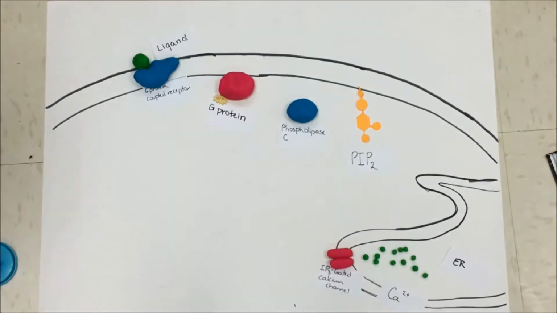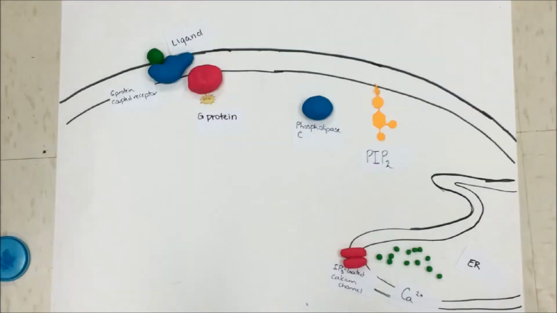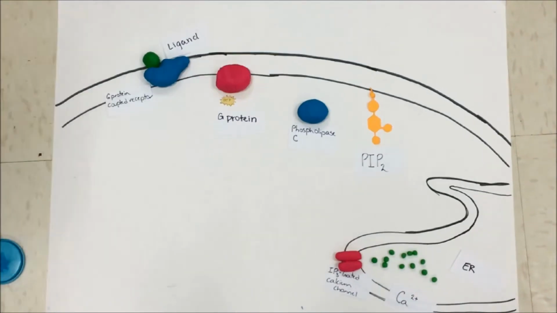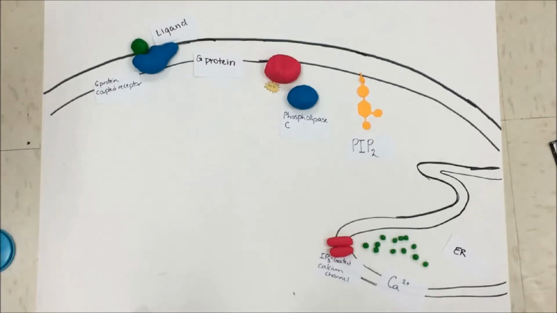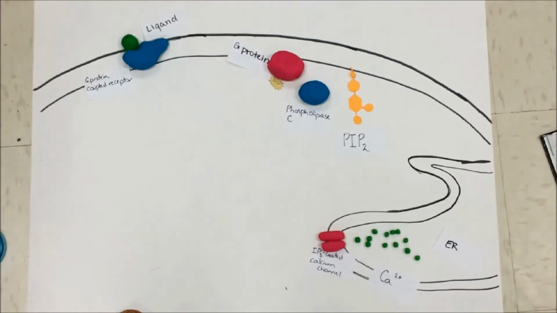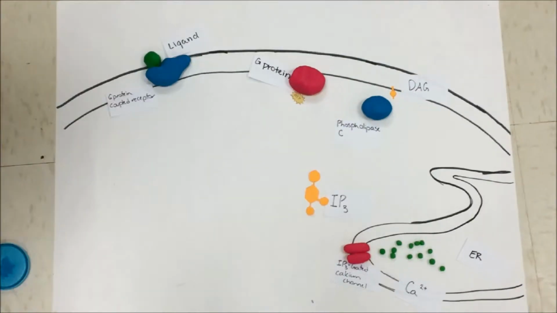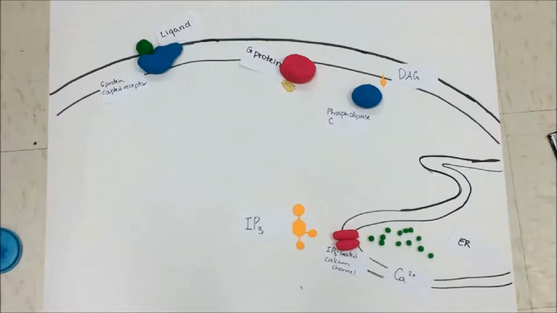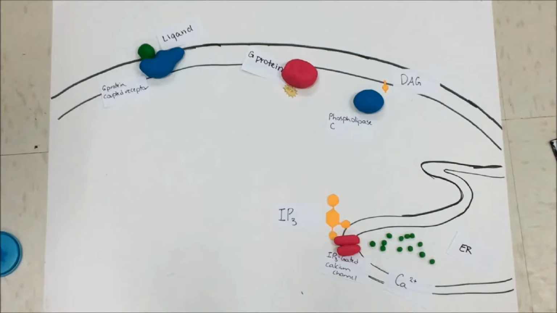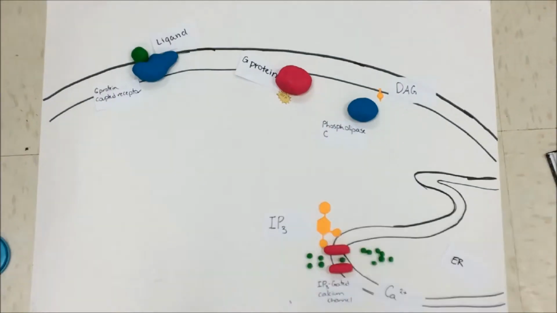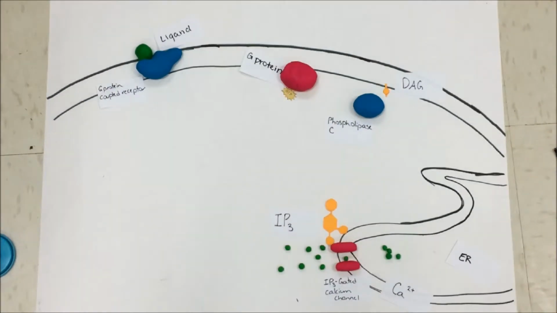A signaling molecule, a ligand, binds to a G protein receptor and activates the G protein by exchanging GDP for GTP, leading to the activation of phospholipase C. Phospholipase C cleaves PIP2 into DAG and IP3, a second messenger. IP3 diffuses through the cytosol and binds to the IP3 gated calcium channel, opening it. Calcium ions flow out of the ER, the response.